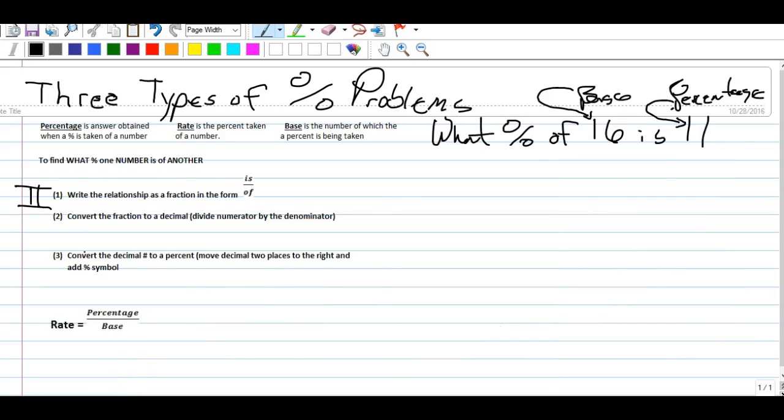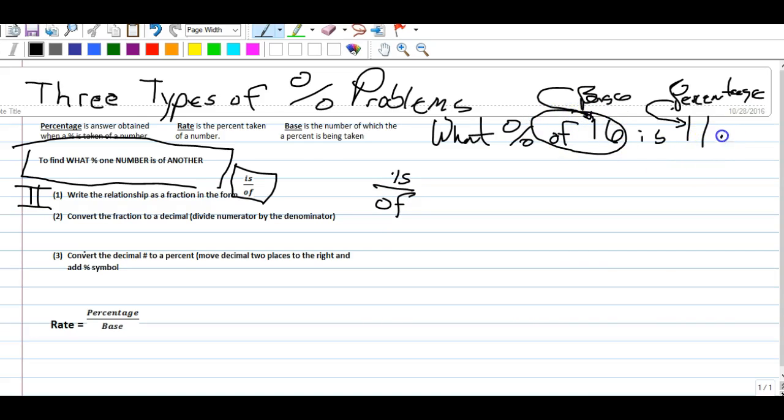The second type of percent problem we're going to look at is how to find what percent one number is of another. To find what percent one number is of another, the first thing you need to do is write the relationship as a fraction in the form is over of. So here we have what percent of 16 is 11. So 11 corresponds to is, and 16 corresponds to of.